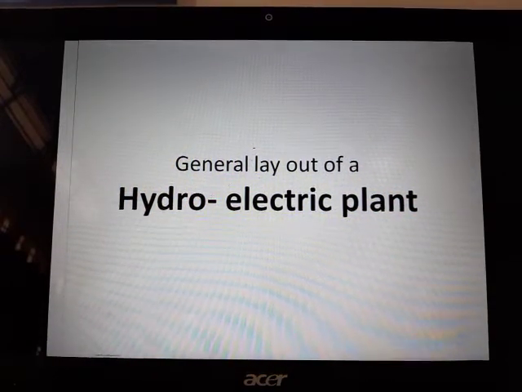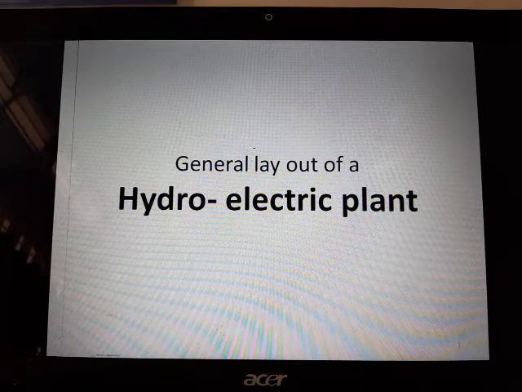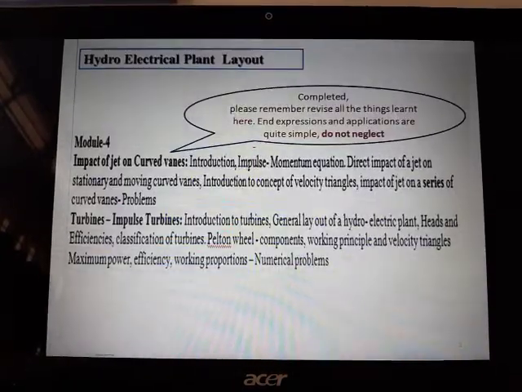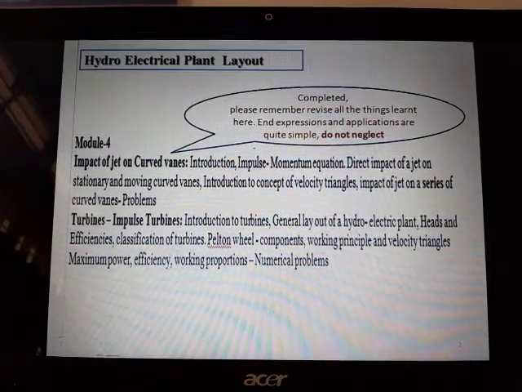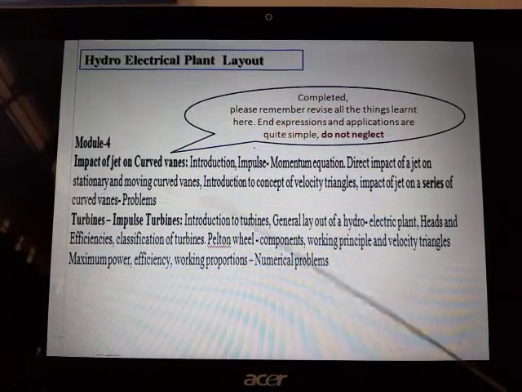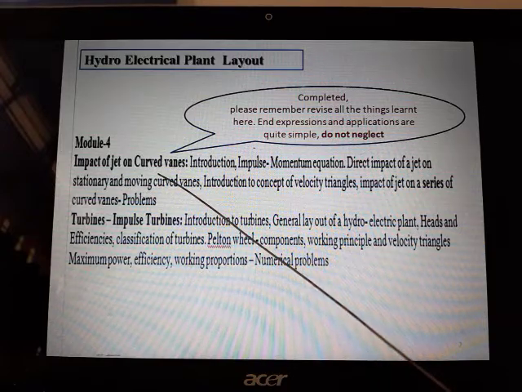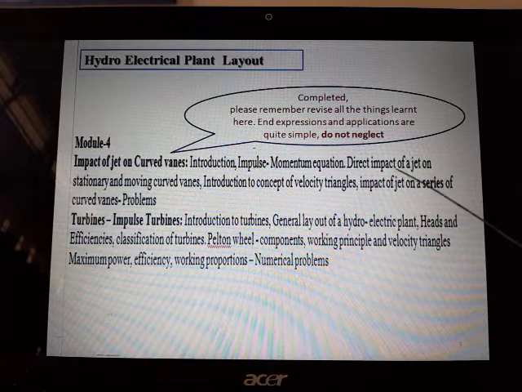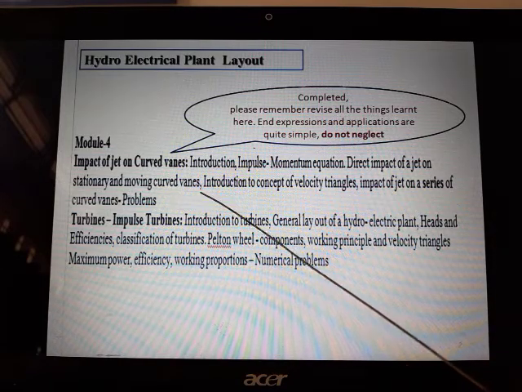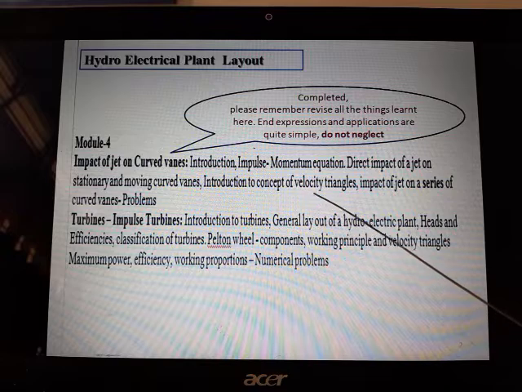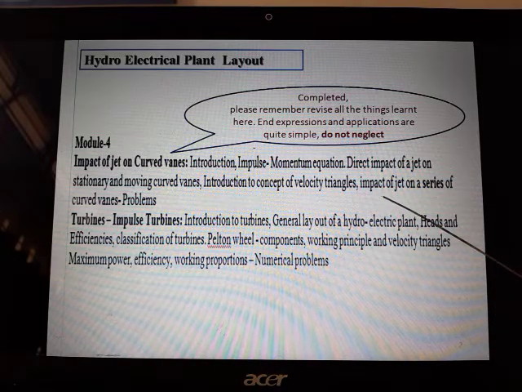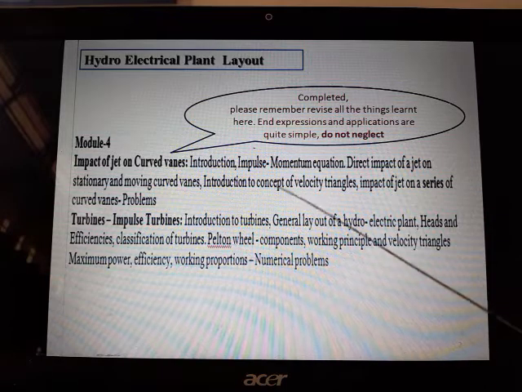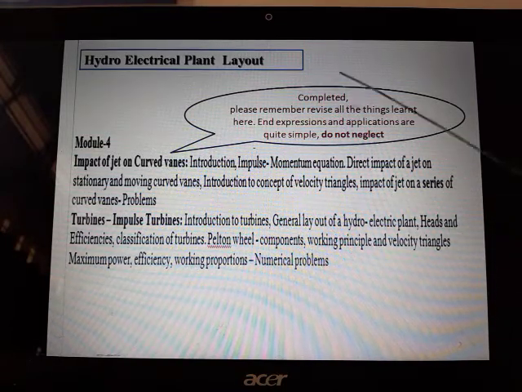Hello everyone. Today we are going to start with a new topic of module 4. So here is module 4. We have already done the impact of jet on curved vanes, impulse momentum equation, direct impact of jet on stationary and moving curved vanes, introduction to the concept of velocity triangles, impact of jet on series of curved vanes and problems. So this has been completed.